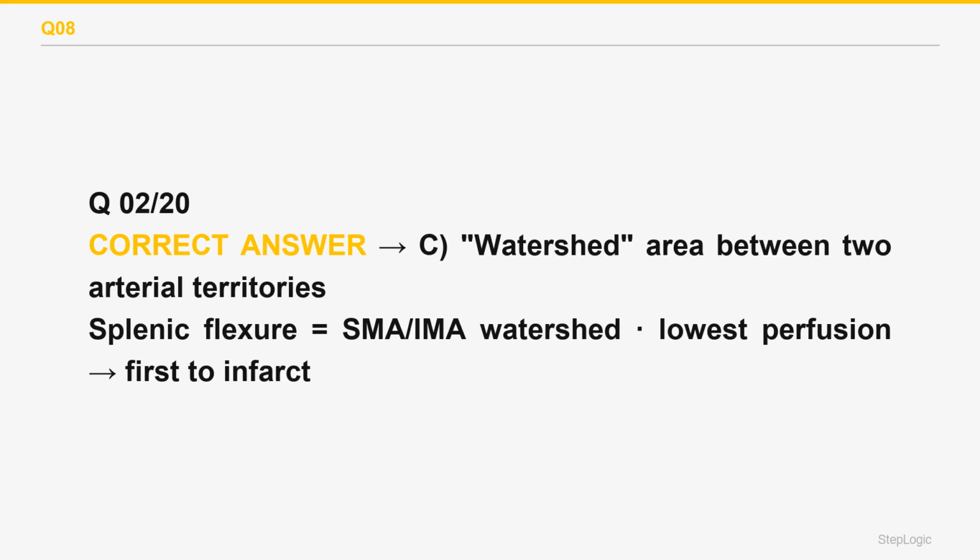The two classic colonic watershed areas are the splenic flexure between the SMA and IMA, and the rectosigmoid junction between the IMA and the internal iliac. The rectum is typically spared in ischemic colitis because it has a rich collateral supply from the internal iliac. Crampy pain plus bloody diarrhea after hypotension localized to the splenic flexure is the classic watershed ischemic colitis picture.